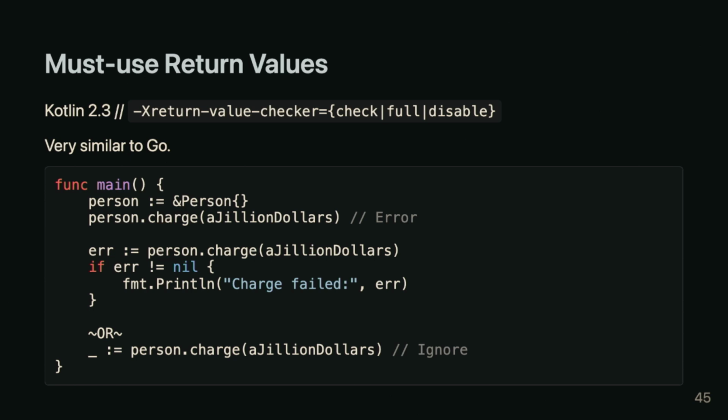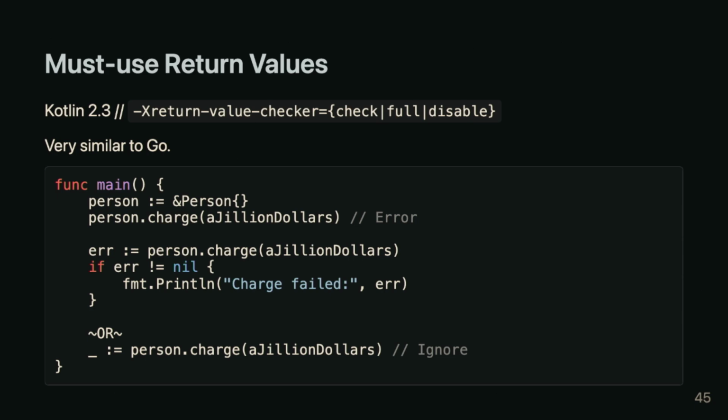So this is very similar to Go. I don't know who's used Go before. This is a little bit of Go code. Go doesn't really have the idea of exceptions that can be thrown. They kind of use this needing to handle return values to do error checking in Go. So the first 2 lines I'm just calling charge. You'll get a compilation error here because charge is returning an error and you're not doing anything with it.